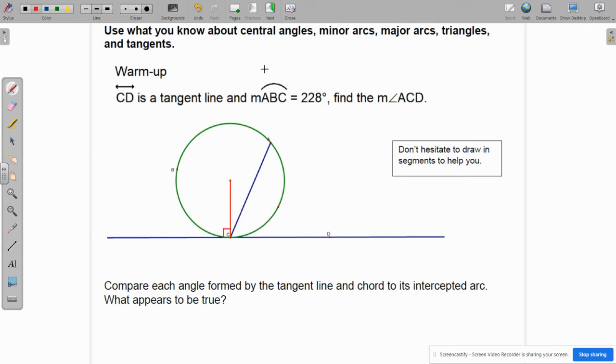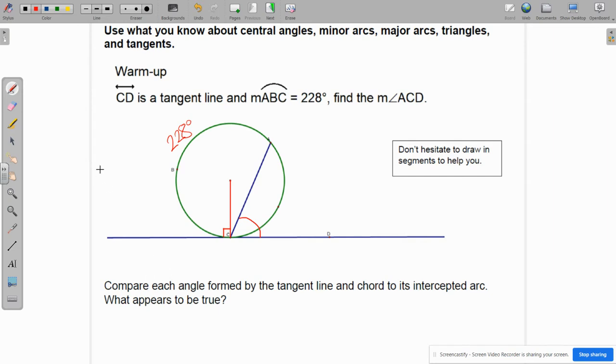We also have been told that the measure of arc ABC is 228 degrees. So arc ABC is this major arc here, so it is 228 degrees. We're looking for the measure of angle ACD. So angle ACD is this angle right here. This is what we're looking for. So there's a few ways that we can go about doing this.